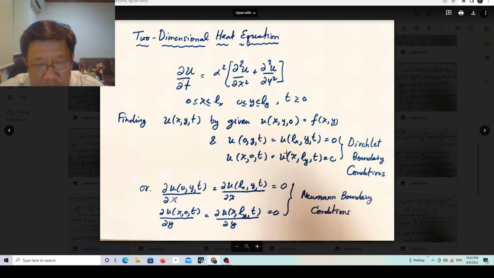Therefore, in the Dirichlet boundary condition, you consider when x is equal to 0 for all y at time t, and this also has to equal u when reaching the upper bound of x, at L sub x, for all y at time t, which is equal to 0. The same holds for the upper and lower limits of y: u of x at y equal to 0 at time t is equal to u of x at L sub y at time t, all equal to 0. And when you extend this condition, evaluated after the first derivative, it becomes the Neumann boundary condition.